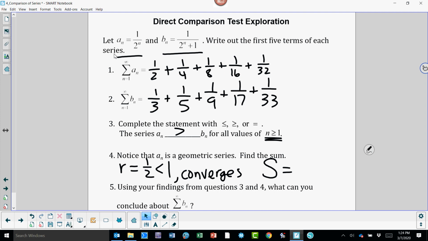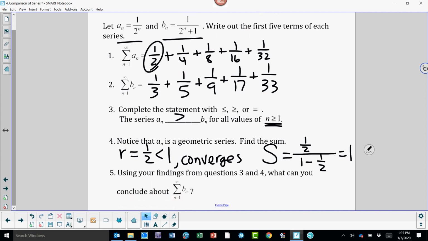So I want to find the sum. The sum is the first term, which is 1/2, divided by 1 minus the ratio, which is 1 minus 1/2. Well, 1/2 over 1/2 is 1, so the sum is 1. So with that knowledge, what do you think would be true about the summation of b sub n? Well, we know that every term of this series is going to be smaller than every term of the other series. We can see that because of the way the denominator is. So that means this sum must be less than 1. I can't tell you for sure what it is by that method, but at least I know for sure every value is smaller, so the sum has to be less than that.